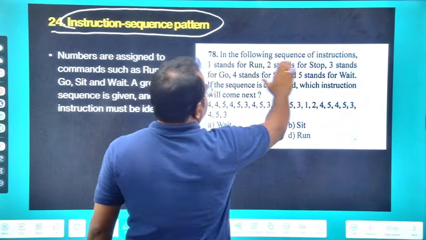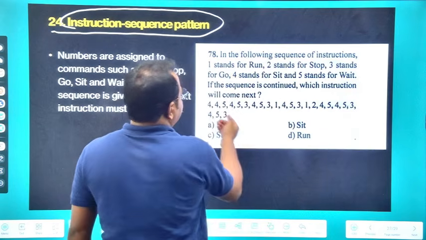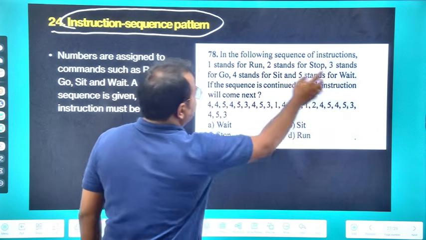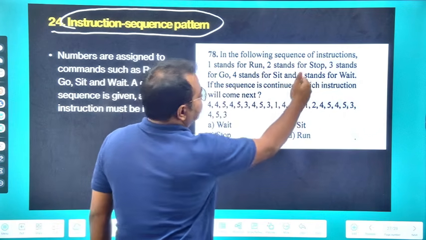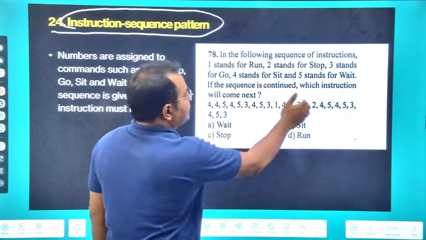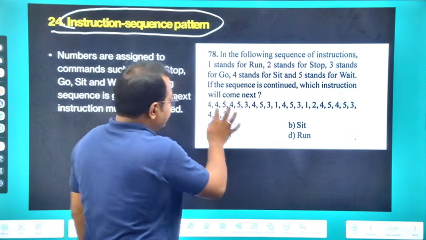In the following sequence of instructions, 1 stands for run, 2 stands for stop, 3 stands for go, 4 stands for sit, and 5 stands for wait. Now if the sequence is continued, which instruction will come next? This is the sequence.